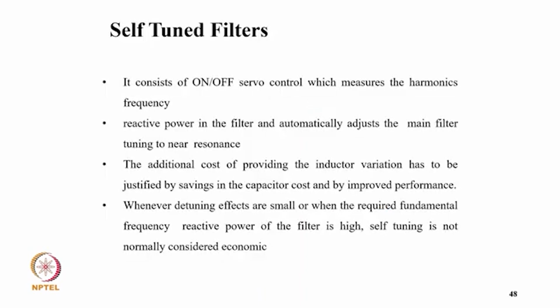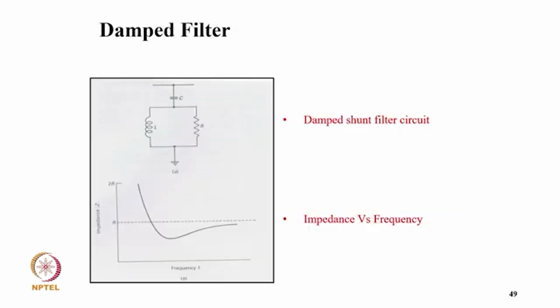So coming to self tuned filters, it consists of an on-off servo control, which measures the harmonic frequency and the reactive power in the filter and automatically adjusts the main filter tuning to near resonance. The additional cost of providing the inductor variation has to be justified by saving the capacitor cost and by improved performance. Whenever detuning effects are small or when the required fundamental frequency reactive power for the filter is high, self-tuning is not normally considered economic.